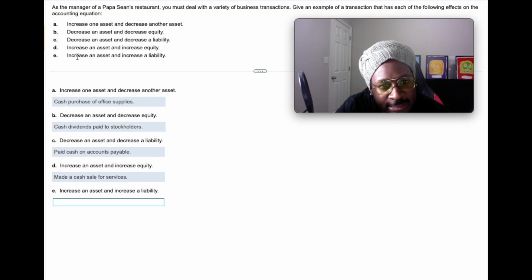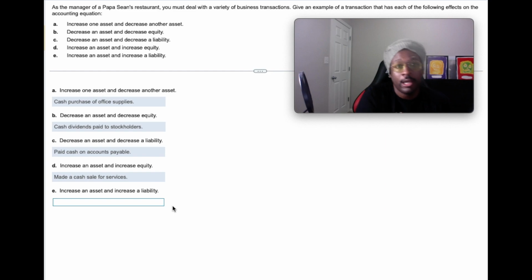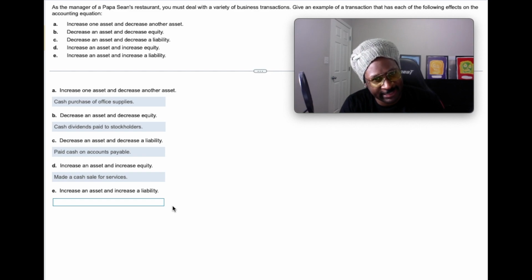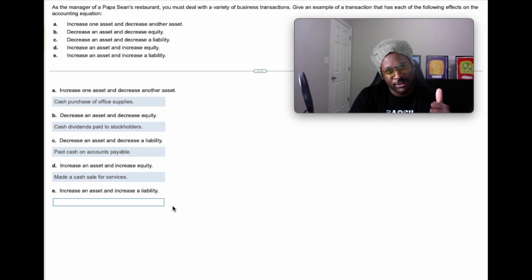One more. Increase an asset and increase a liability. All right, so we know what assets are at this level of the game. We know what liabilities are. So we have to figure out what transaction could cause a liability to go up and an asset to go up simultaneously. How about borrowing money? We borrow money from somebody. If a company borrows money from some institution or someone, what happens in that transaction, gang? Cash is going up because the company now has more assets from the borrowing of it. But since they now owe, the liability account must increase as well.